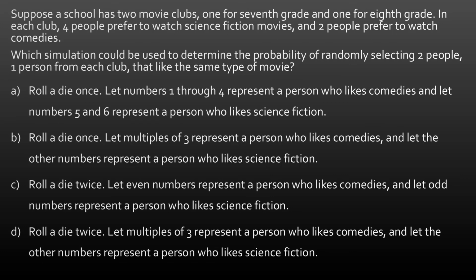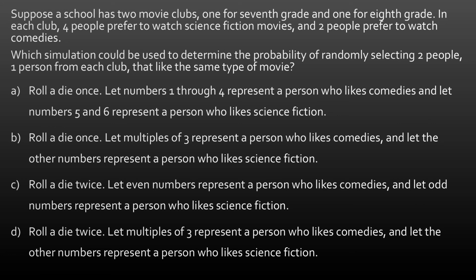All right, last question here. It says that suppose a school has 2 movie clubs, one for 7th grade and one for 8th grade. In each club, 4 people prefer to watch science fiction movies and 2 people prefer to watch comedies. Which simulation could be used to determine the probability of randomly selecting 2 people, one from each club, that like the same type of movie?